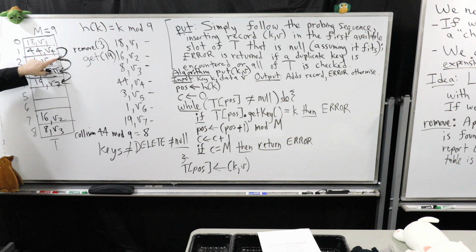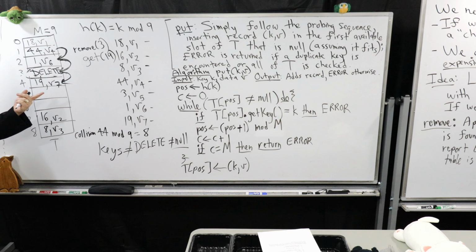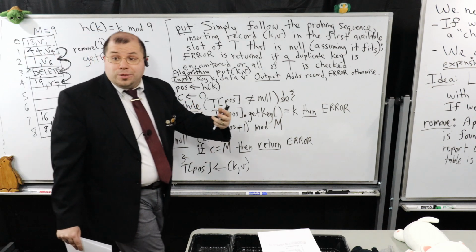So now if I do get 19, I start right here, right? Then I do my hop. And this isn't 19, right? So I keep going. I hit here, but notice that this definitely does not equal my key, right, when I do the get operation. So I keep going. I hop again, and there's 19. I found it. So now I fixed the problem.